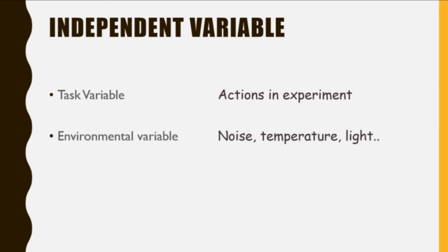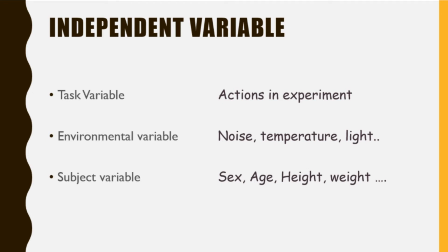And the second type is environmental variable, wherein noise, temperature, light, and whatever things are available in the environment are called environmental variables. And subject variable is specific to the sample or the subject which we will be taking, like age, height, weight. All these things are subject variables. I don't think further explanation is needed in understanding these three types.